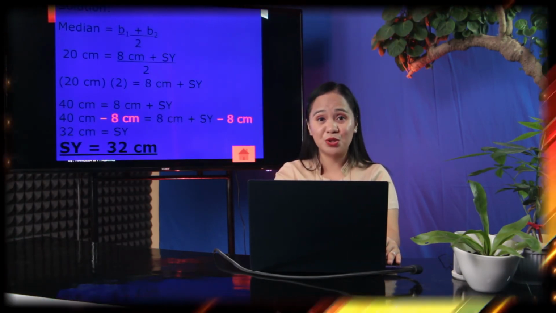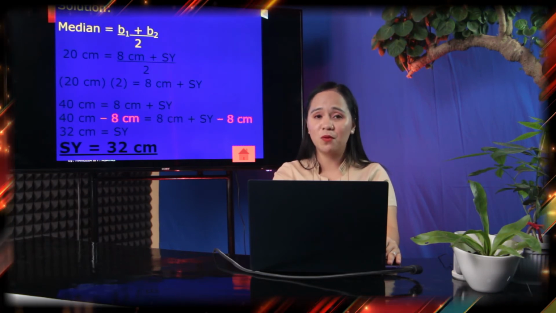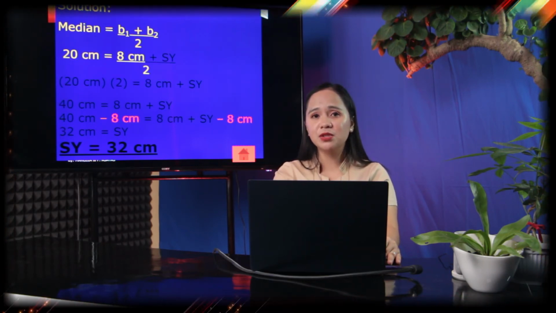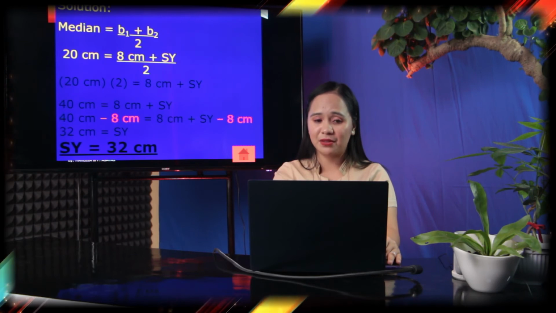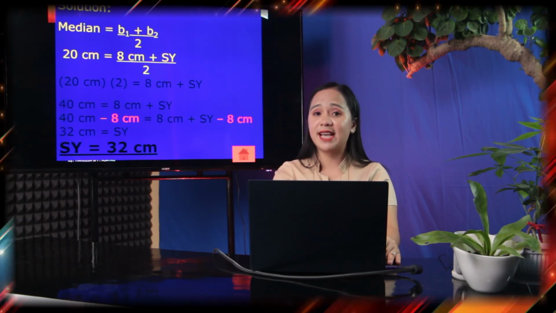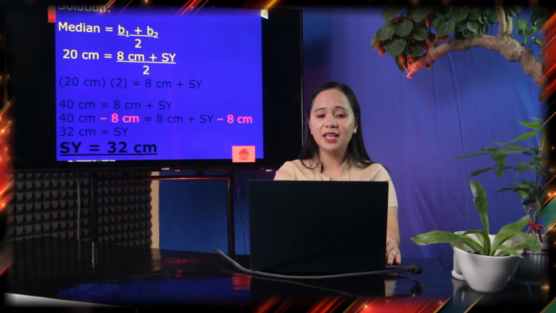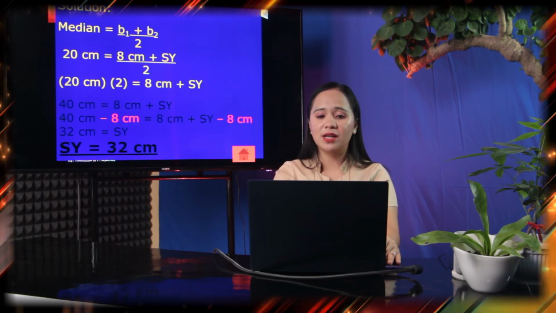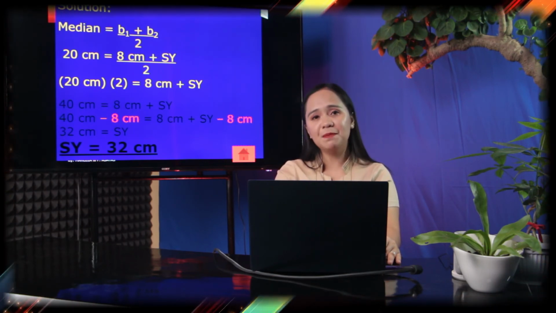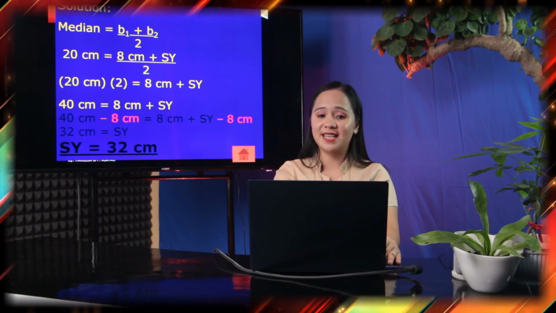So let's have the solution. The formula is median equals base sub 1 plus base sub 2 divided by 2. Substitute the values. The median is 20 centimeters and base 1 is 8 centimeters, while base sub 2 is SY, the unknown, all over 2. Next, cross multiply. 20 times 2 equals 8 centimeters plus SY. So multiply 20 times 2, that makes 40 centimeters equals 8 centimeters plus SY.